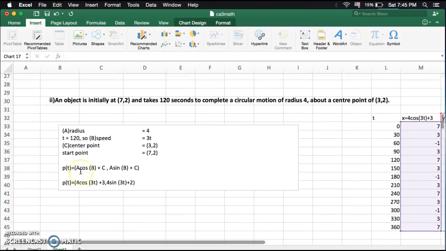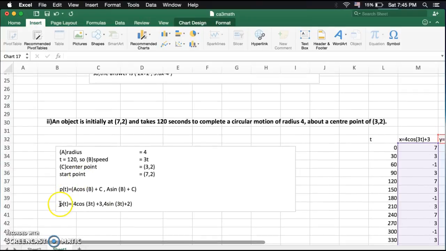So we can have a parametric equation, where the radius is 4 for cos 3t, which is the speed, because it takes 120 seconds to complete a circular motion, plus 3, since it starts at the center point (3, 2). This is the x. Its starting point is at 3. And the y is 2, so the y is plus 2.